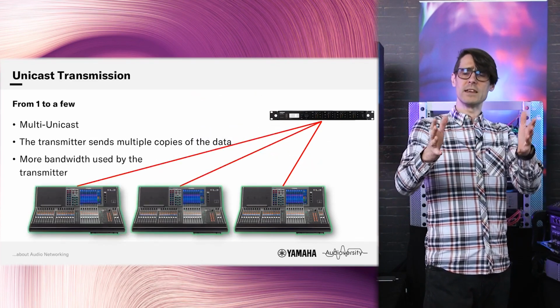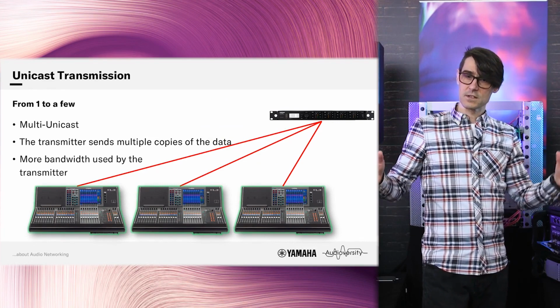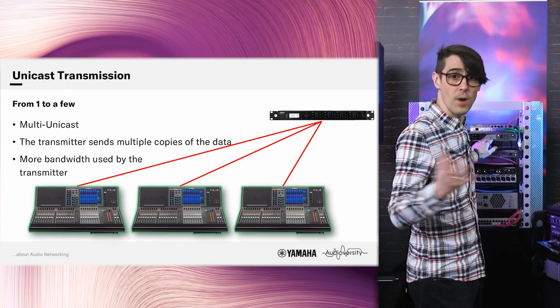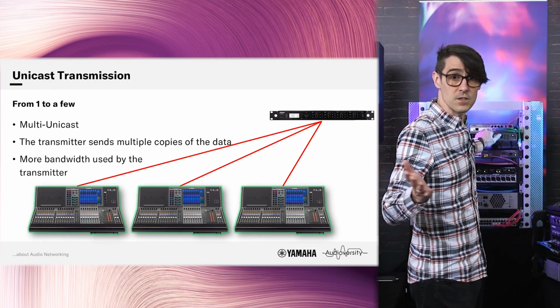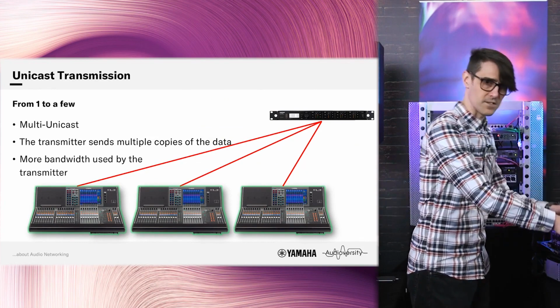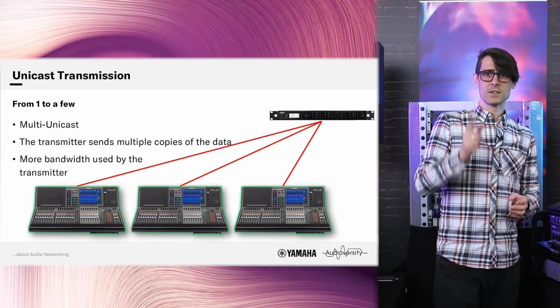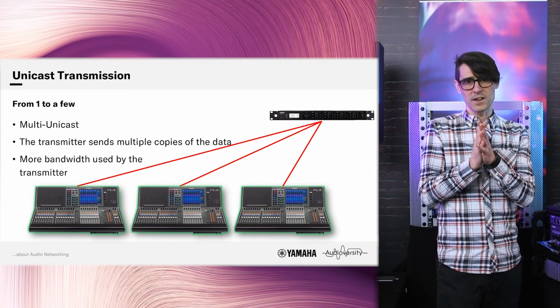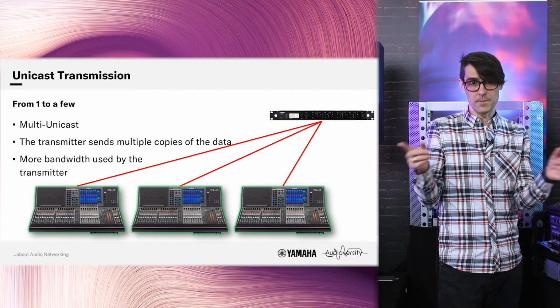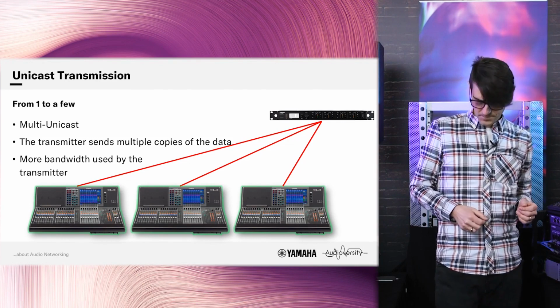But sometimes you might need multiple Unicasts. So one microphone might need to be sent to 2 or 3 mixing desks. One for live sound, one for recording, one for broadcast, for example. So therefore the transmitter has to work harder, sending 3 sets of data in this case.